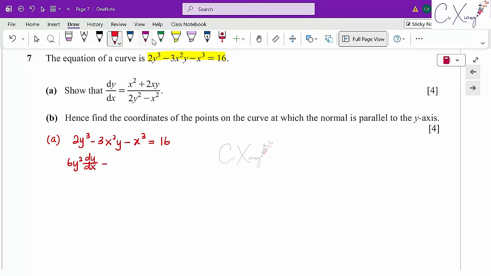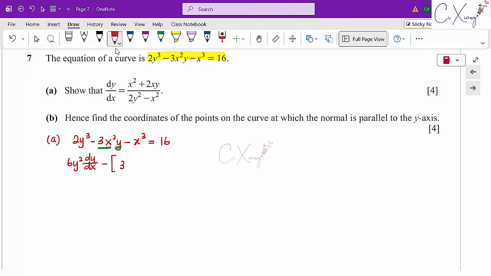Then minus, okay, the second term here, we have 2 brackets. It is a product of 2 functions. So I treat the first bracket as 3x squared, the second bracket as y. When we want to differentiate any function that is a product of each other, we have to apply the product rule in differentiation. To apply the product rule, I need to copy the first bracket, differentiate the second.